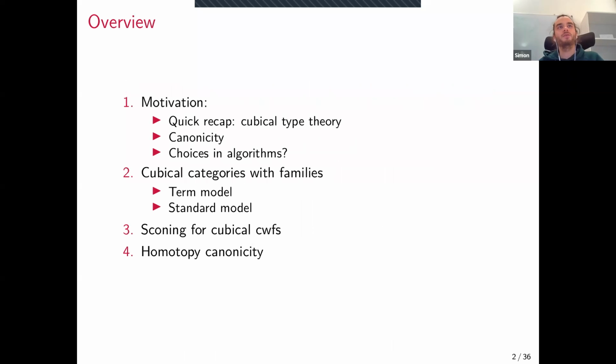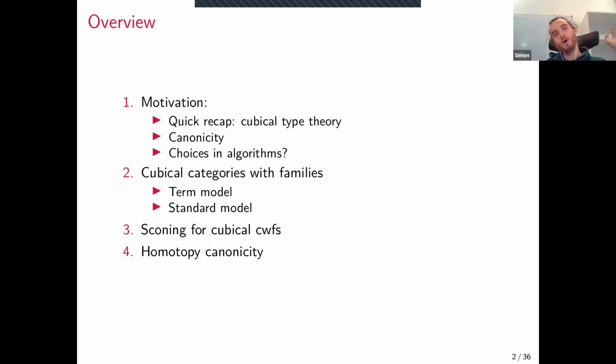Anyway, so the overview of the talk is as follows. I will start with a motivation of the work, where I will give some recap of cubical type theory, or the basic ingredients of cubical type theory. I will talk about this just mentioned canonicity result, and then, well, cubical type theory is in a way a computational explanation of univalence, and it provides algorithms, and there are some choices in algorithms.